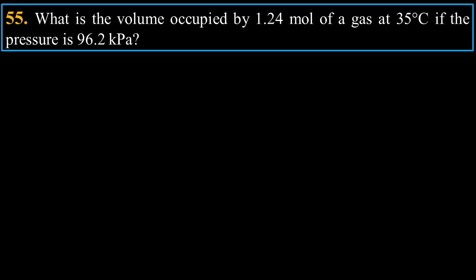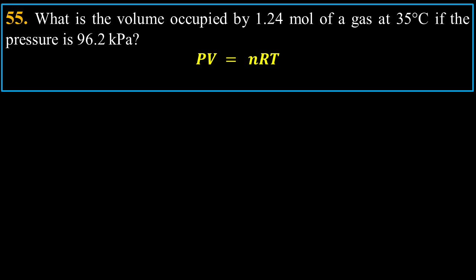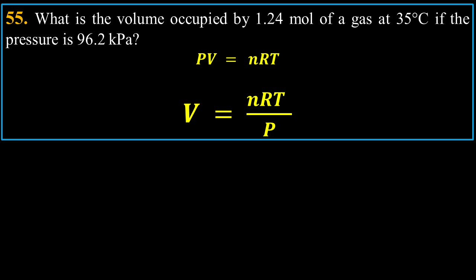What is the volume occupied by 1.24 moles of gas at 35 degrees Celsius if the pressure is 96.2 kilopascals? They're looking for the volume. It's obviously going to be PV equals nRT. When they give you that much information and they don't ask for the same pressure or volume in terms of another set of conditions, it's definitely ideal gas laws. So V equals nRT over P.